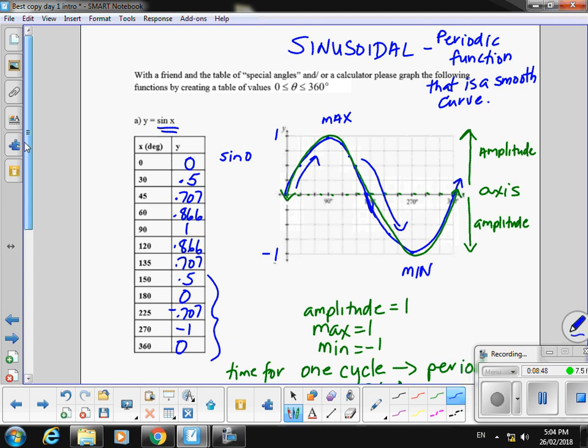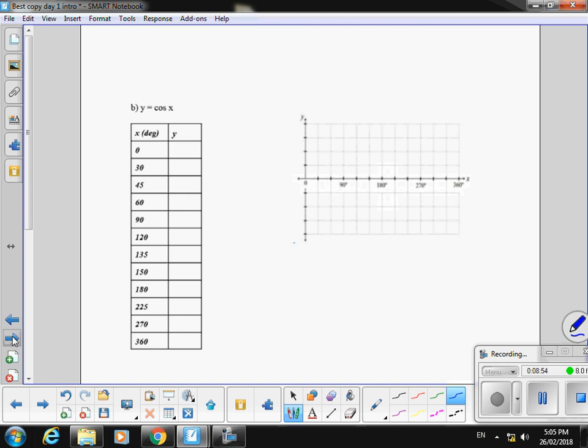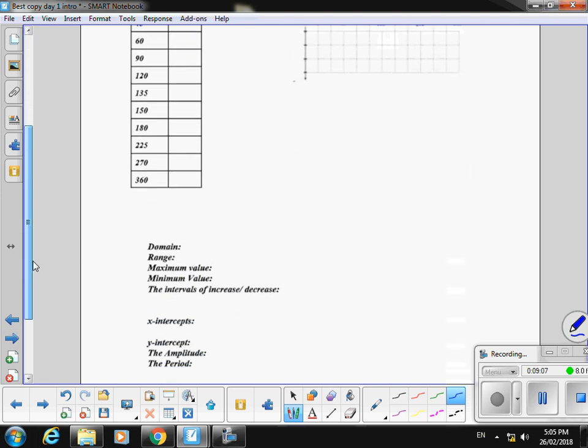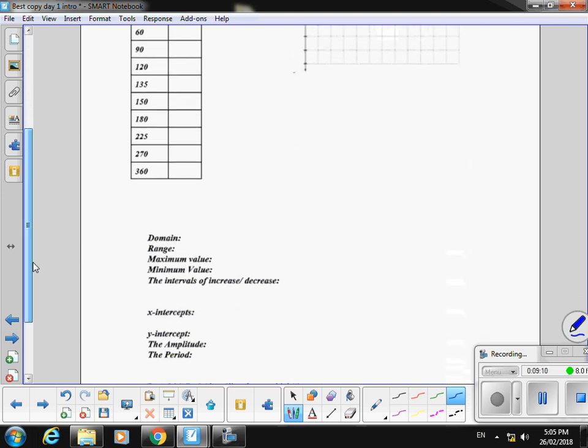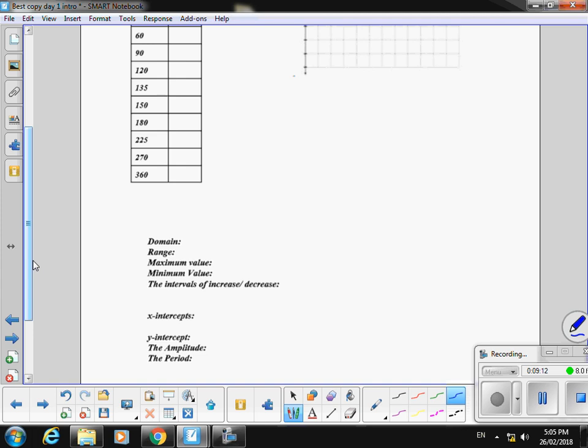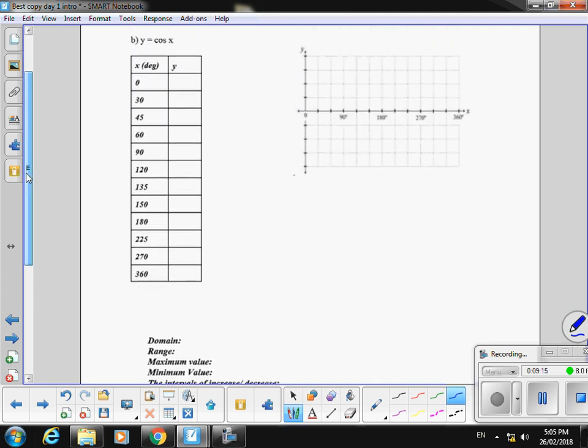So we're going to ask you to do this very same process for y equals cos x. So you've got a sample of it in your notes. So you should have this on the handouts that you printed off. You need to fill out the table of values and graph this and determine those key features. A lot of them are going to be the same as y equals sine x, but a couple key things are going to be different. So I need you to do that with your friend.